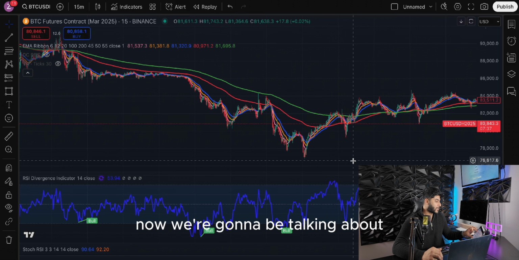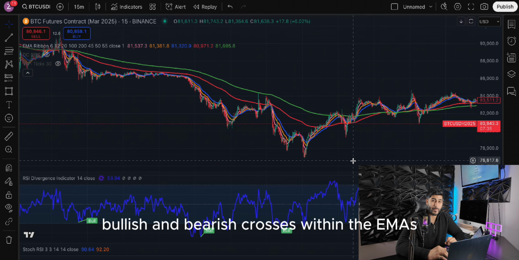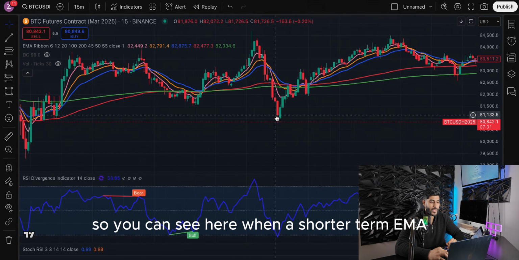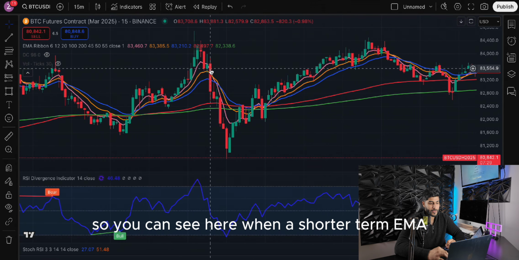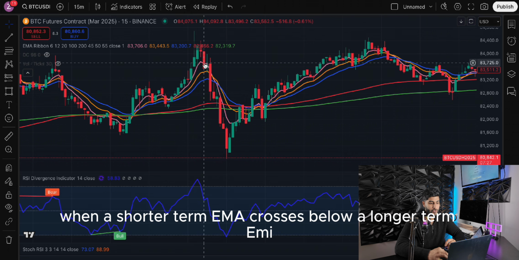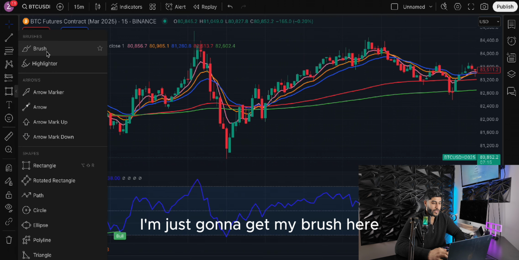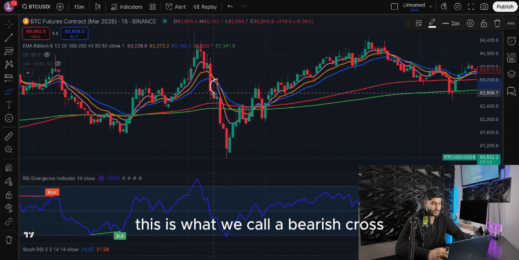Now we're going to be talking about bullish and bearish crosses within the EMAs. So you can see here when a shorter term EMA, which is your 6-day, the pink line, crosses below a longer term EMA, so the 20-day, which is the blue, that is what we call a bearish cross. Okay, I'm just going to get my brush here. This is what we call a bearish cross.